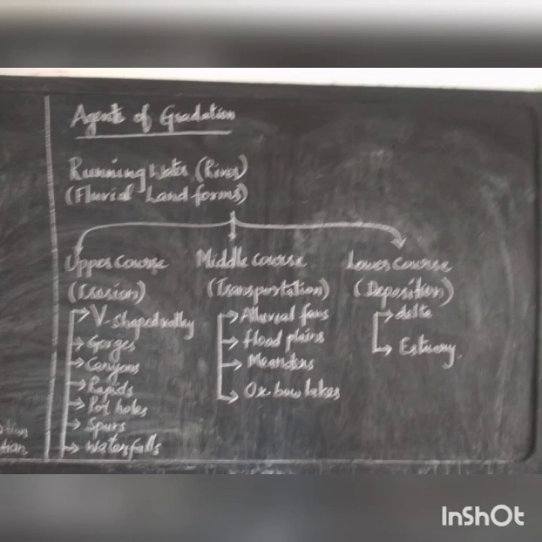The main work of the river here is deposition, and it develops typical landforms like delta and estuaries. The erosional landforms of river. The first one is gorges and canyons.